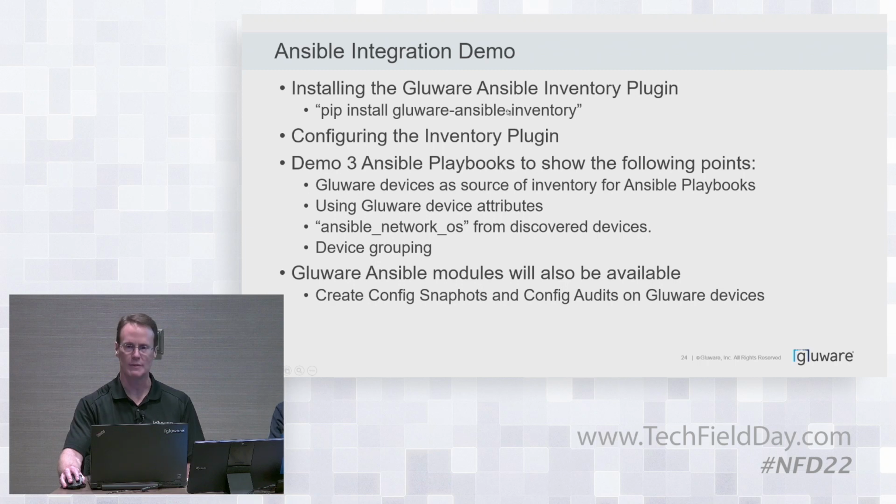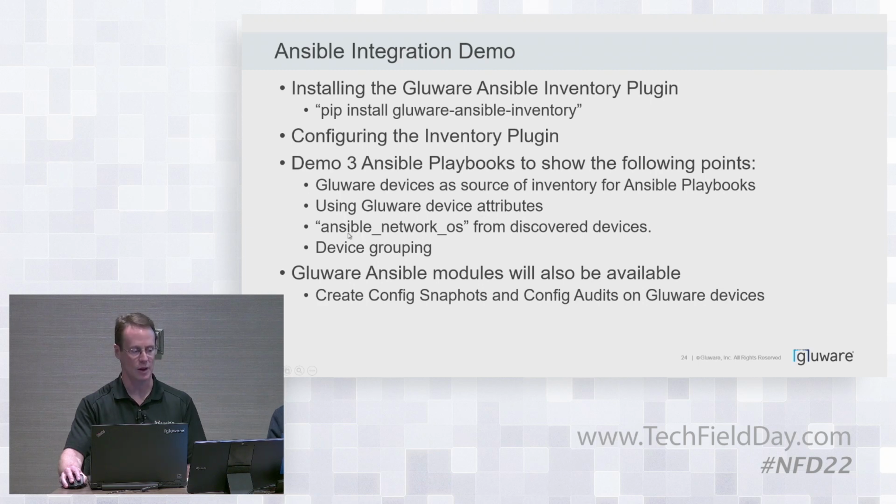So we have an inventory plugin in Ansible that allows you to get to our devices that are inside of Gluware. And the way you install that on your Ansible system is you do a pip install Gluware-Ansible-inventory, and then you will get the inventory plugin. And then I'll cover a little bit of how you configure that inventory plugin. And again, I'm going to cover about three playbooks. I'm going to go over how it interacts with our devices to get the inventory for your playbooks, and how it uses the attributes that are on our devices inside of your playbooks, so you can use them for your logic inside of your playbooks.